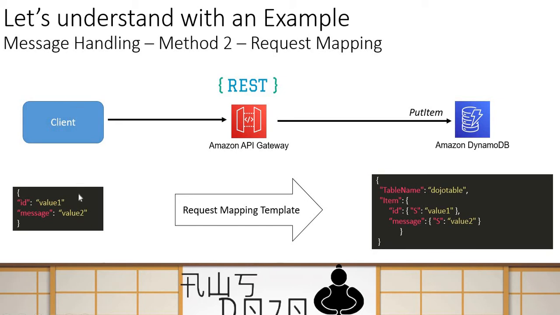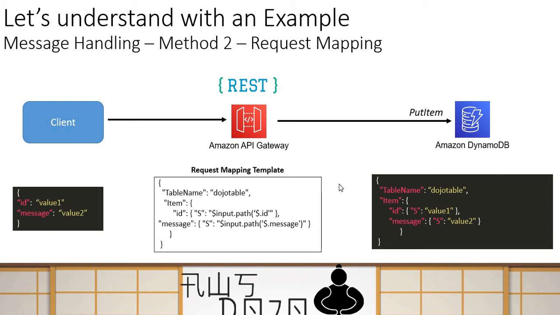The client has sent the minimum required information, but this information is not good enough to call the PutItem method. So we need to use some kind of mapping over here, and that's where in the integration request part of the API, you can actually do request mapping. You can create a request mapping template. So how does this template look? This template looks like the following.